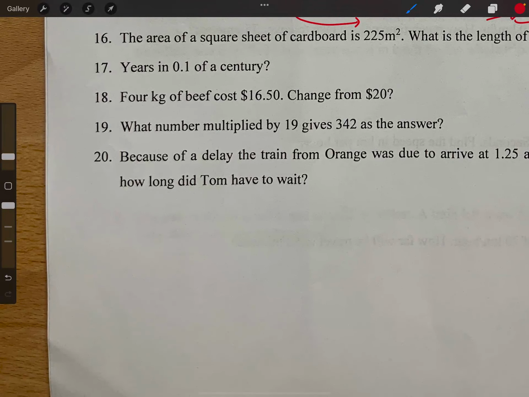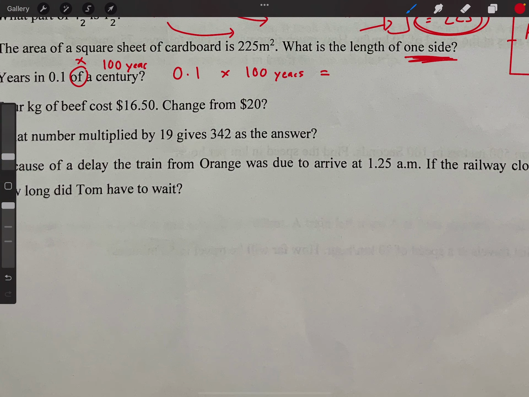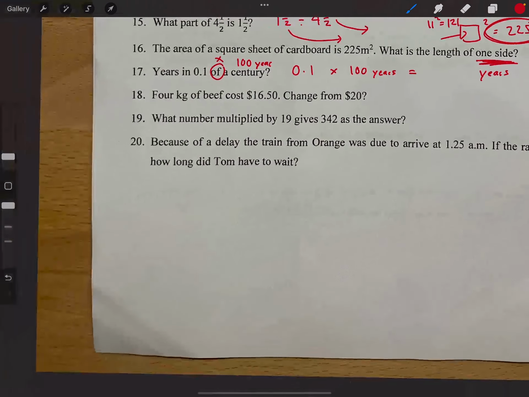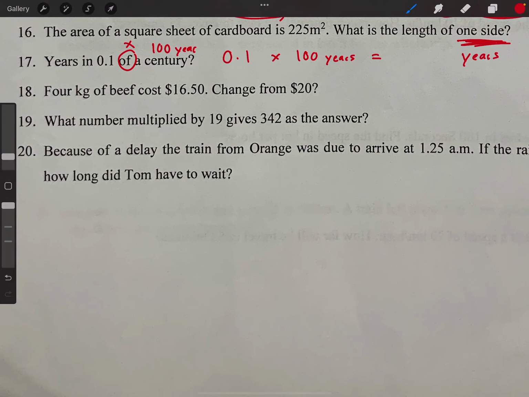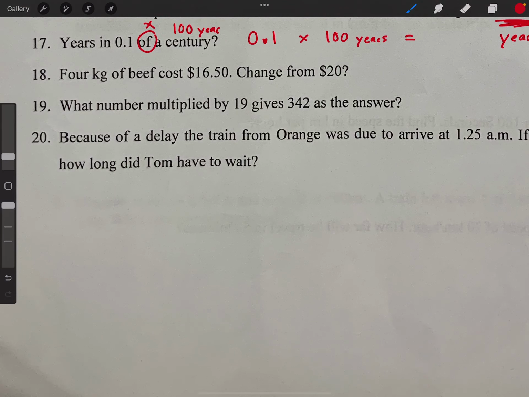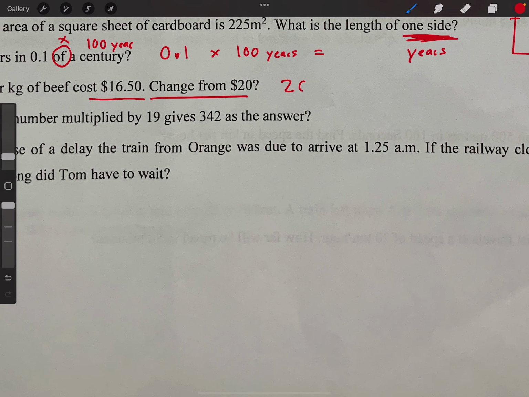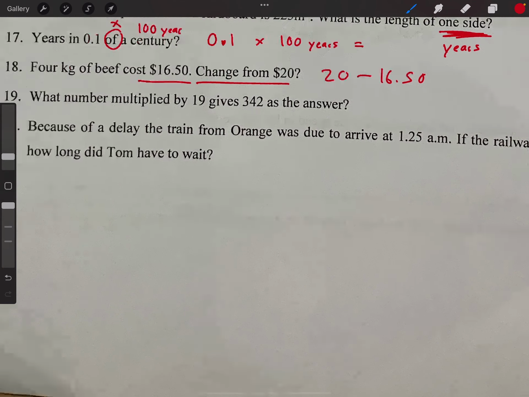Alright, how many years in 0.1 of a century? Of means times, and a century is 100 years. So 0.1 times 100. Now this is in terms of years, by the way. So whatever the answer is, it'll be some amount in terms of years. So you multiply this by 100, so move the decimal place around. Just jump the decimal place and see what you get. Next question, question 18. 4 kilograms of beef costs this much, change from $20. So you get $20, take away $16.50. See what you get.